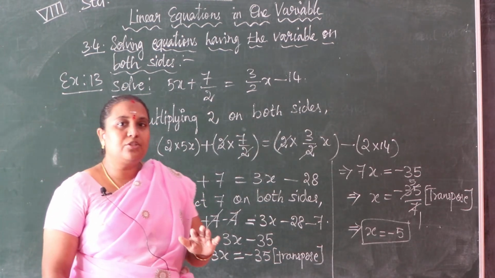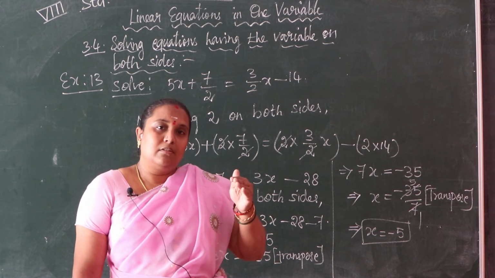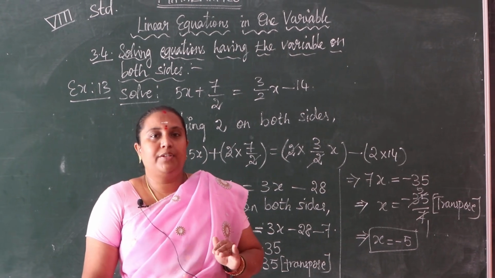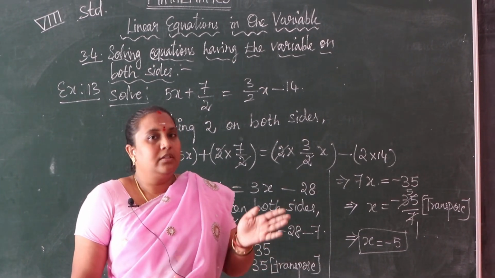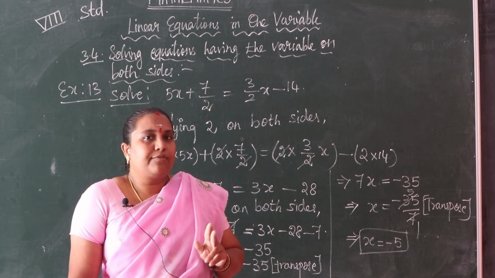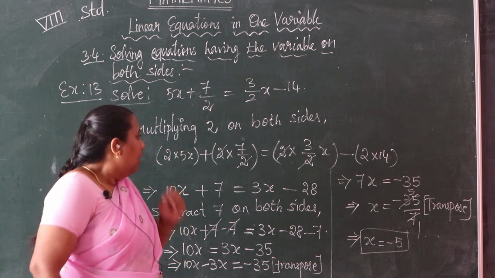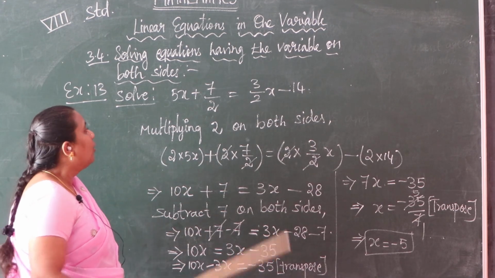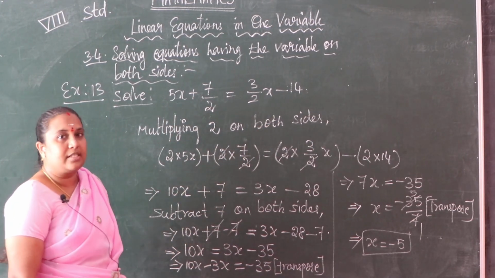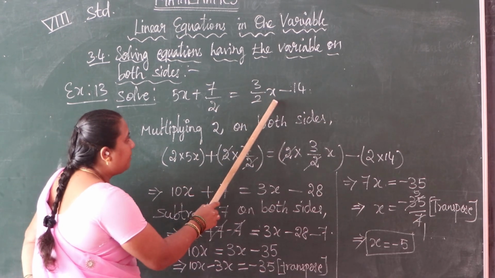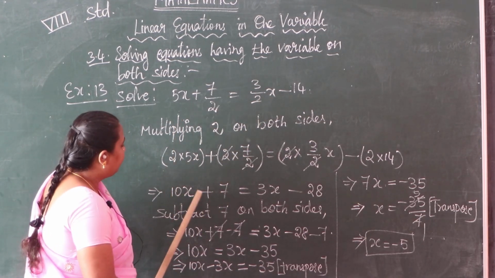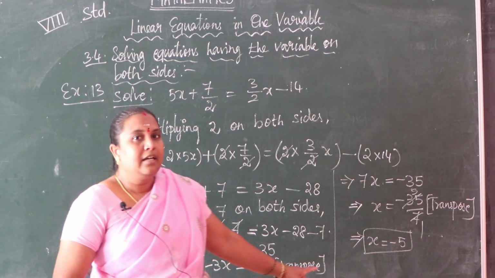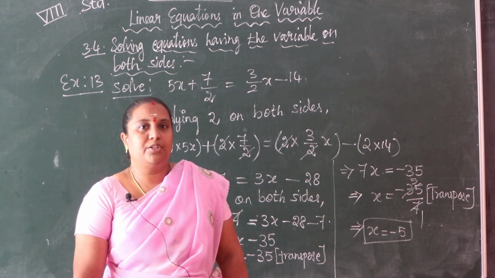Do you all understand, children? Till our last class you saw only the variable on one side of the equation, and we solved it easily. But in this class we saw both sides of the equation having a variable. So when both sides of the equation have a variable, we should take the variable to LHS. Understood, children? From that we should solve the equation and find the value of x, which is the solution of the given equation. Okay. Thank you.